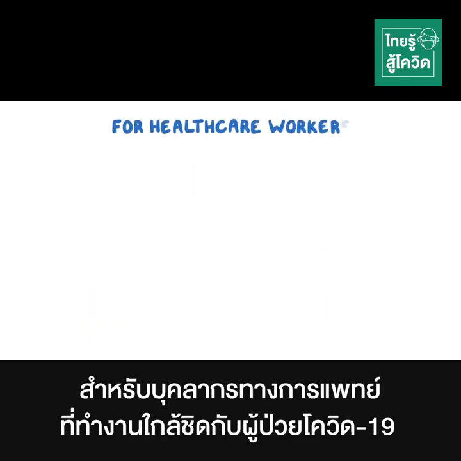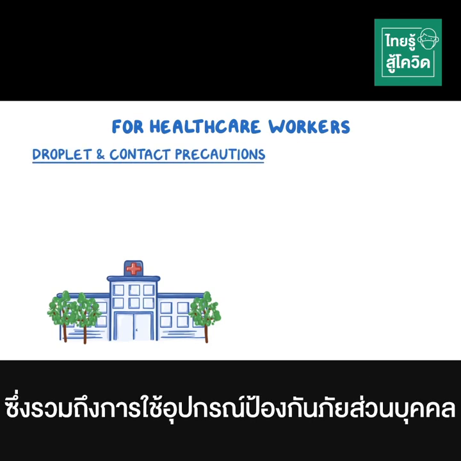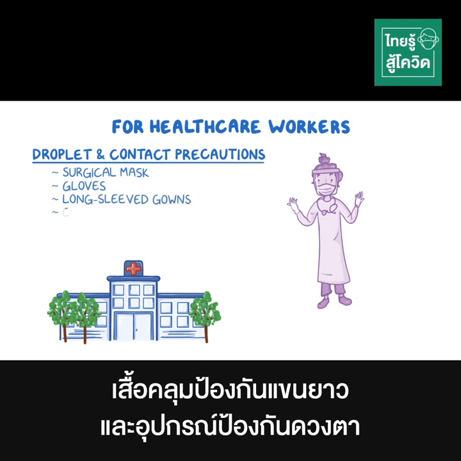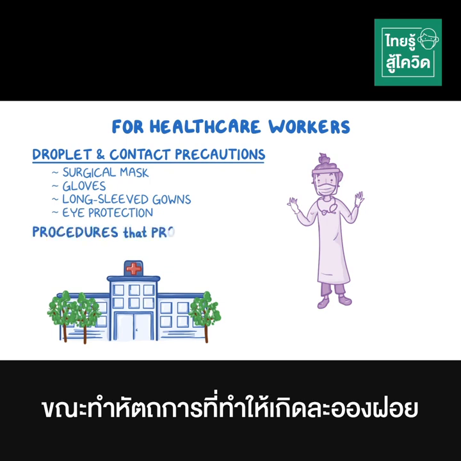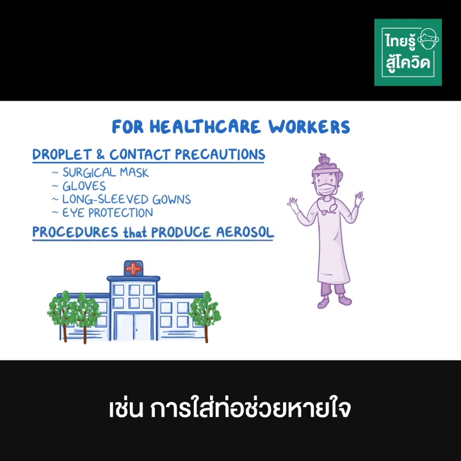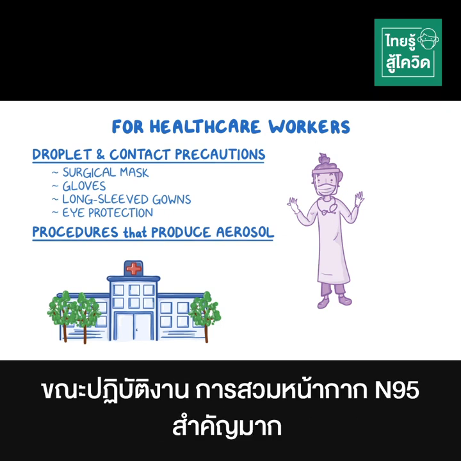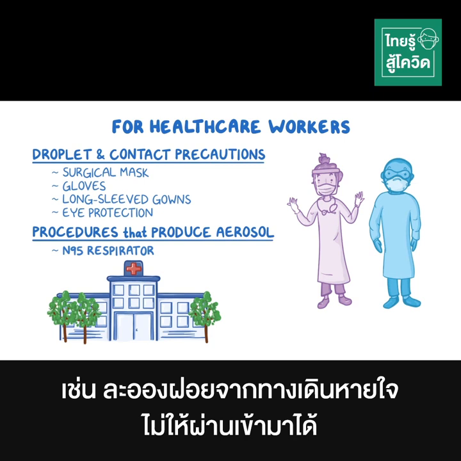For healthcare workers who are around people with COVID-19, the recommendation is to apply droplet and contact precautions. That includes wearing personal protective equipment like a clean, dry surgical mask, gloves, long-sleeved gowns, and eye protections like goggles or a face shield. When performing a procedure that generates aerosol, like tracheal intubation, bronchoscopy, CPR, or non-invasive ventilation, it's important to wear an N95 respirator. This prevents 95% of the small particles, like respiratory droplets, from passing through.